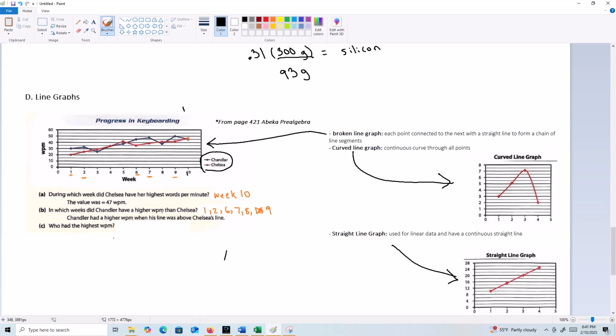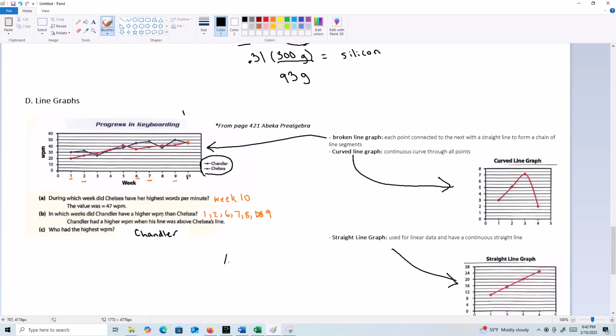Who had the highest words per minute? That would be at week 9, we get the highest. And who is that? That would be Chandler. Good job, Chandler. They ask how many words per minute that was. So for week 9, Chandler had 50 words per minute. All right, I think that's it. Nothing more. Yay! Good luck with your work.